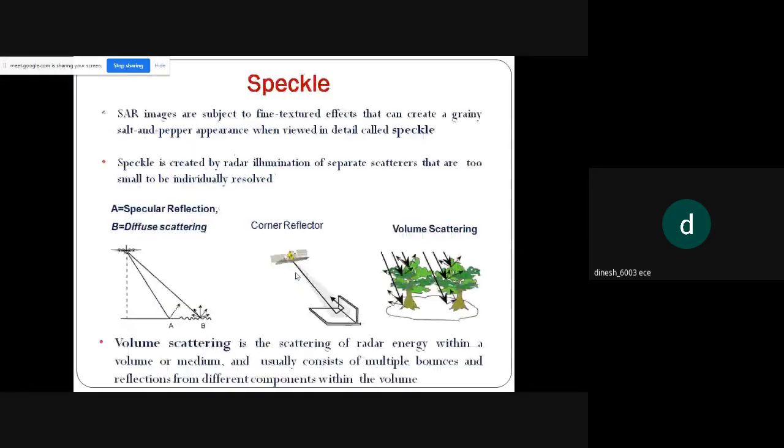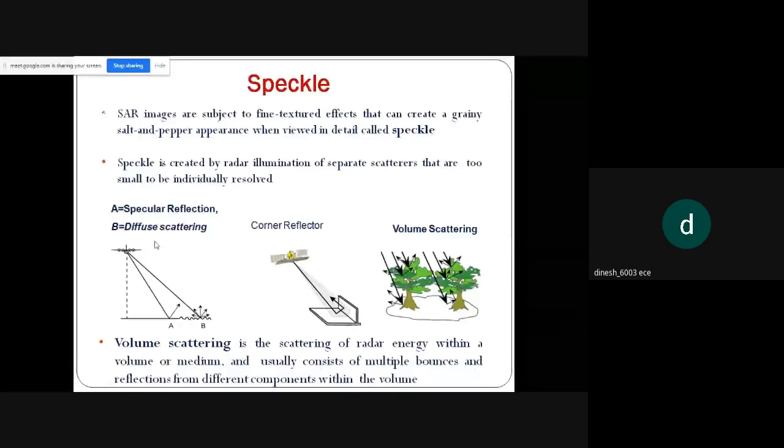Next terminology in radar is speckle. You all are familiar with specular reflection and diffuse reflection, I think so. So the same is being used in your radar. So the SAR images are subject to fine texture effects that can create a grainy salt and pepper appearance when viewed in detail, called speckles. This speckle is created by radar illumination of separate scatterers that are too small to be individually resolved.